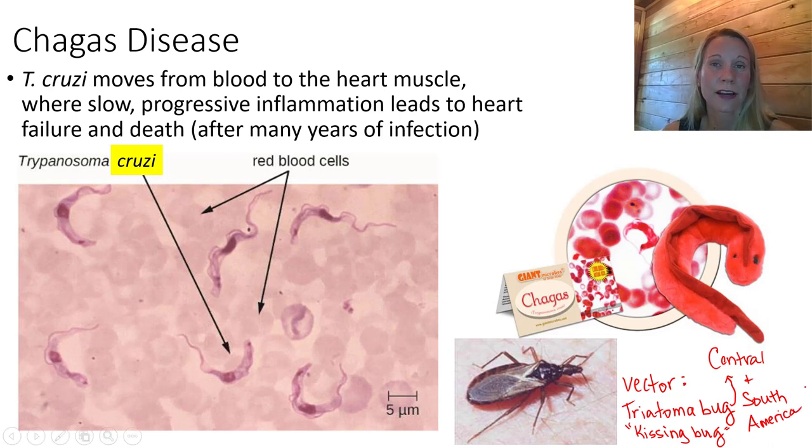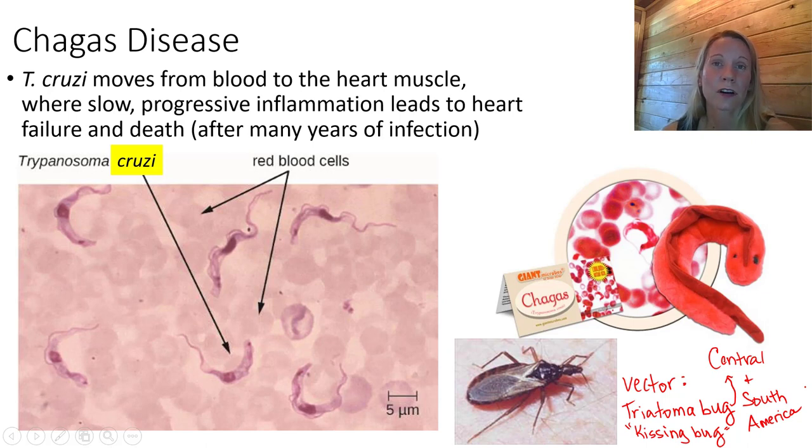The disease that this parasite causes is very different than the disease caused by its evil twin, Trypanosoma brucei. So Trypanosoma cruzi causes Chagas disease. And this is very slow acting. Oftentimes death doesn't occur for many years, even decades after the initial infection. It progresses from blood and eventually into the heart muscle. There, it causes an inflammatory response in the heart muscle that we say is slow and progressive. So it takes a long time for the heart muscle to be so severely damaged from the infection that it causes heart failure and death.